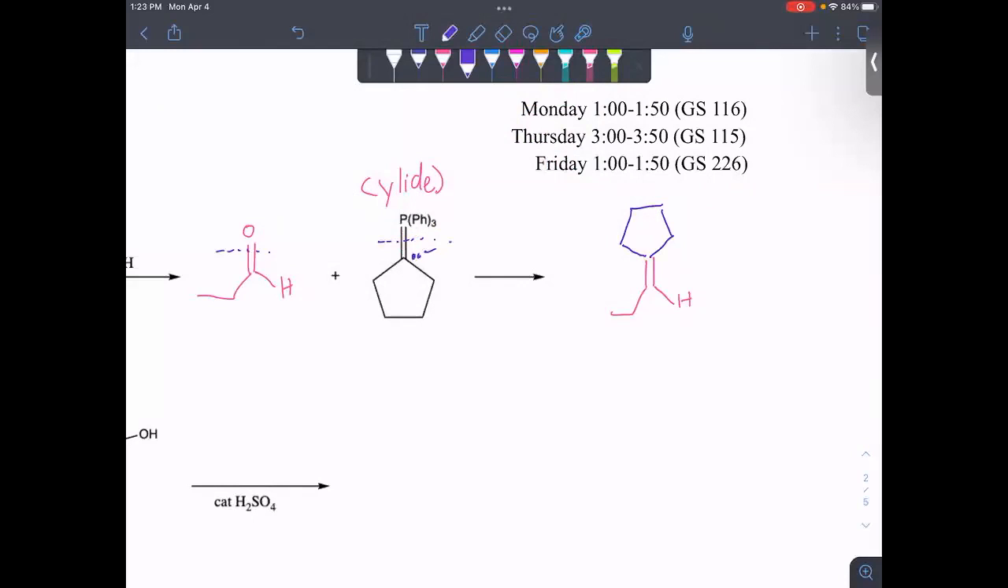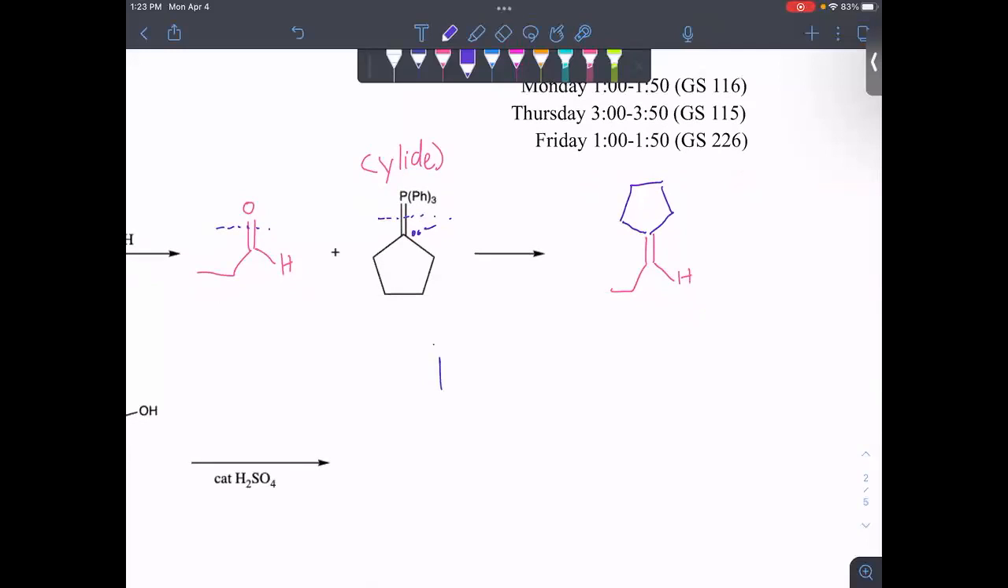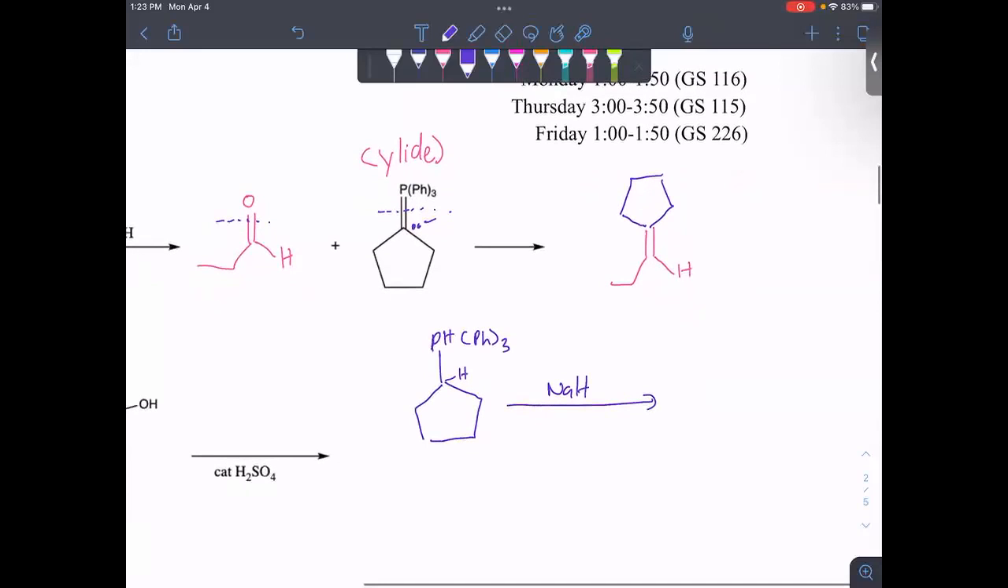Sometimes he'll give you the unreactive form, which would be PH, triphenyl, and then everything would be happy and protonated. There'd be no charge on the carbon, no double bond. It's not reactive. So in this case, you need to give it a strong base, like NaH, to deprotonate this carbon and then make it reactive.